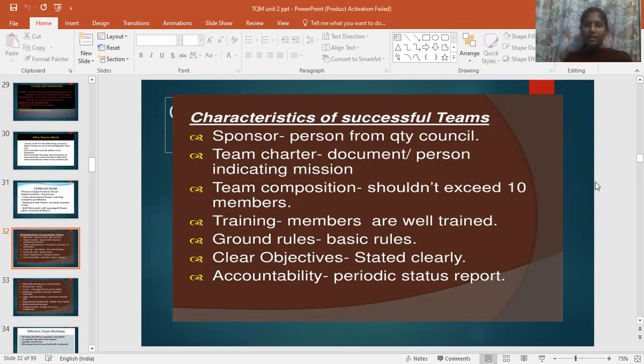What are the characteristics of successful teams? Sponsor: there should be a person from the quantity or quality concept. Then the team charter, a document indicating the mission. Team composition should not exceed 10 members. Training: members are well trained. Ground rules mean basic rules should be followed. Clear objectives should be stated clearly. Then accountability: periodic status reports should be maintained.